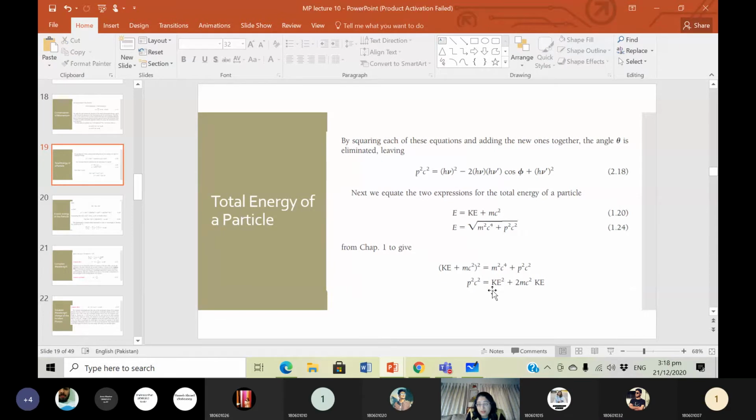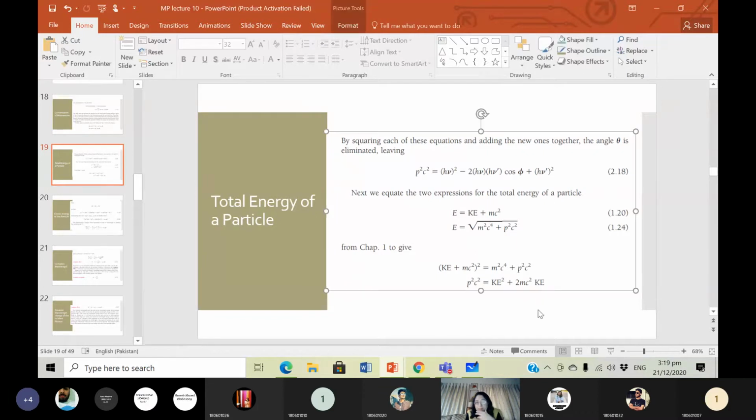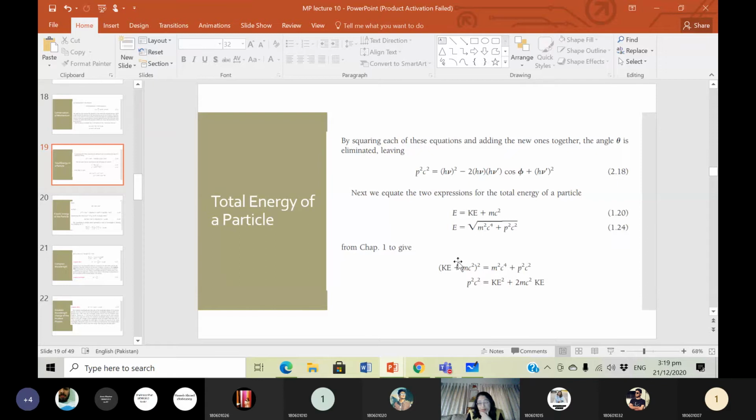P square C square is equals to kinetic energy squared plus 2 mc square times kinetic energy. Because if we expand this, we will get kinetic energy squared plus 2 kinetic energy mc squared, plus then we'll get m squared c power 4, which will cancel with this term. Okay, so we have this now.